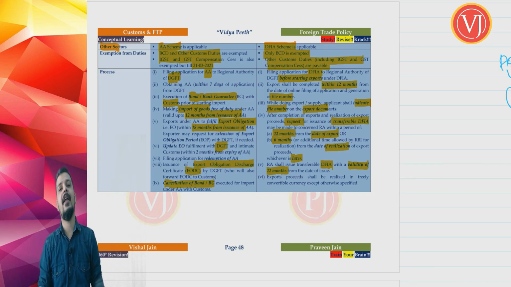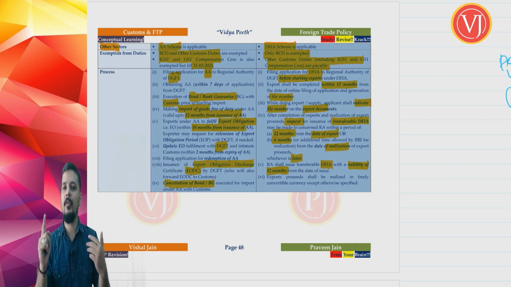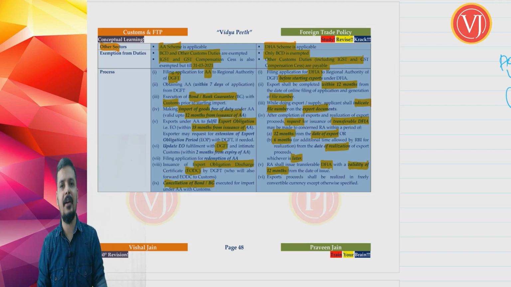Only BCD is relaxed. All the other customs duties including social welfare surcharge, anti-dumping duty, safeguard duty, anti-subsidizing duty, protective duty, IGST and compensation cess are payable. So these are the procedural part. When this question is asked in the exam, don't write the procedural part differences. That is not expected because the number of marks will be only 3 or 4. You have to write all the earlier differences.